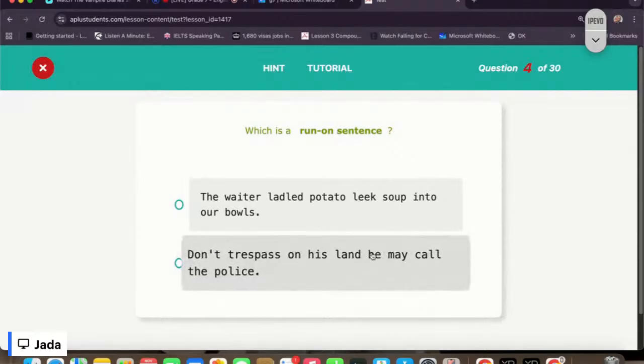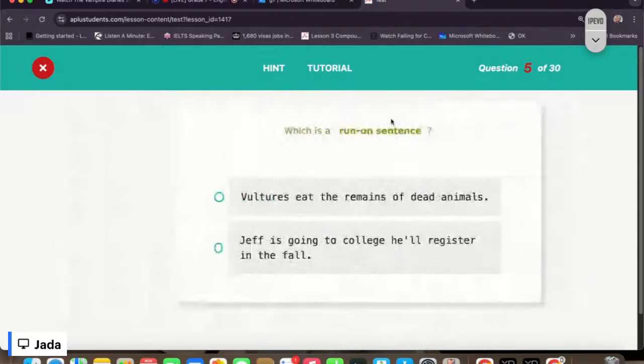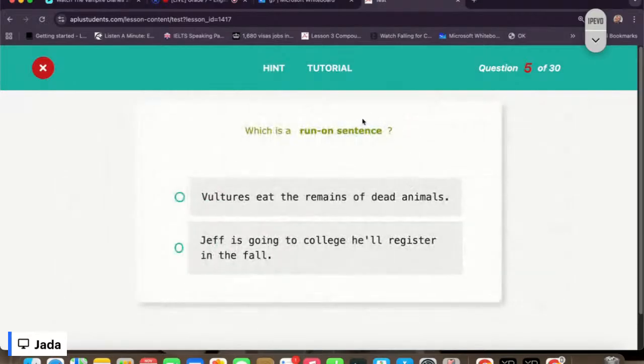So we have trespass on his land. He may call the police. This is a run-on sentence. Then, which is a run-on sentence, first or second?